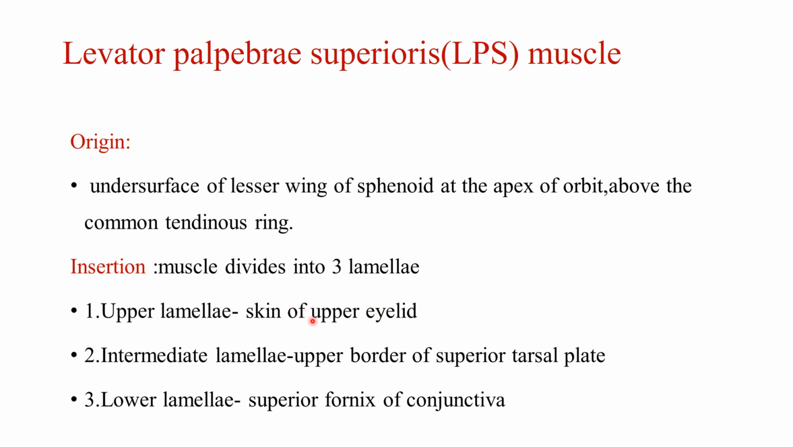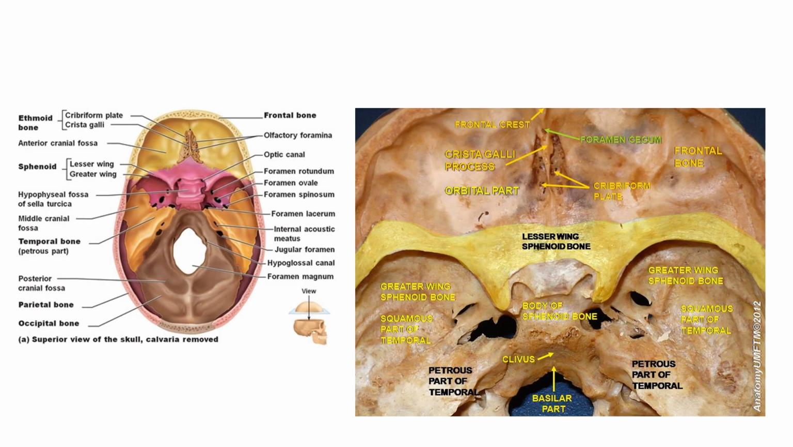All other recti muscles and the oblique muscles get inserted into the eyeball, but this Levator Palpebrae Superioris muscle only gets inserted into the eyelid. The intermediate lamellae gets inserted into the superior tarsal plate, and the lower lamellae into the superior fornix of the conjunctiva. In this slide, you can see 2 pictures showing the cranial cavity of the skull.